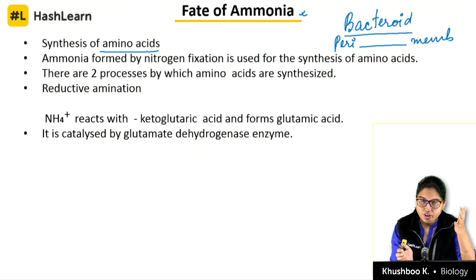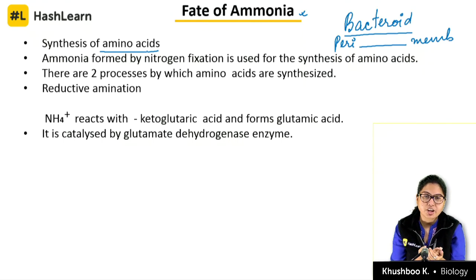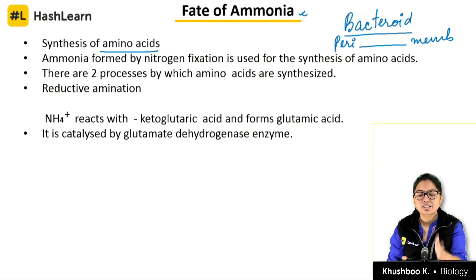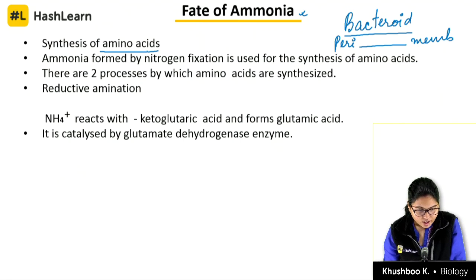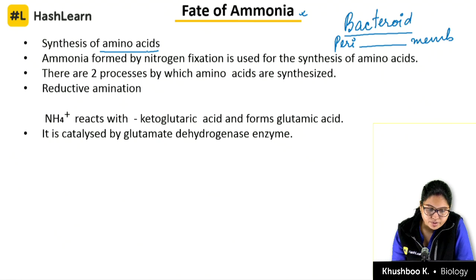If you recall your previous classes of excretion, or if you are in standard 12, you have already read the chapter excretion. There we have discussed ammonia is the most toxic nitrogenous waste, and it is toxic to the cells, and that is why once it is formed, it needs to be immediately converted into the usable forms which the plant can use. So it will be converted into amino acids, and the ammonia formed by nitrogen fixation is used for synthesis of amino acids.